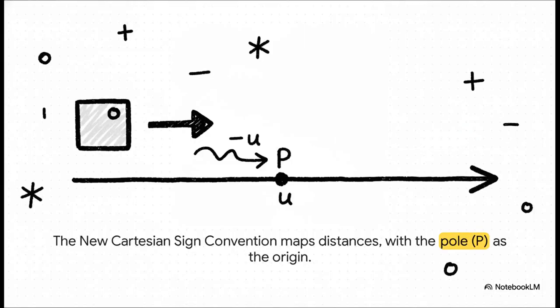And here's what that looks like in action. See that P? That's our origin, our 0 point. Now, since the object is always on the left, the light is traveling from left to right. That means the object distance, which we call u, is measured to the left of P. So u is always going to be a negative number. Seriously, getting the sign convention right from the start is the key to everything else we're about to do.